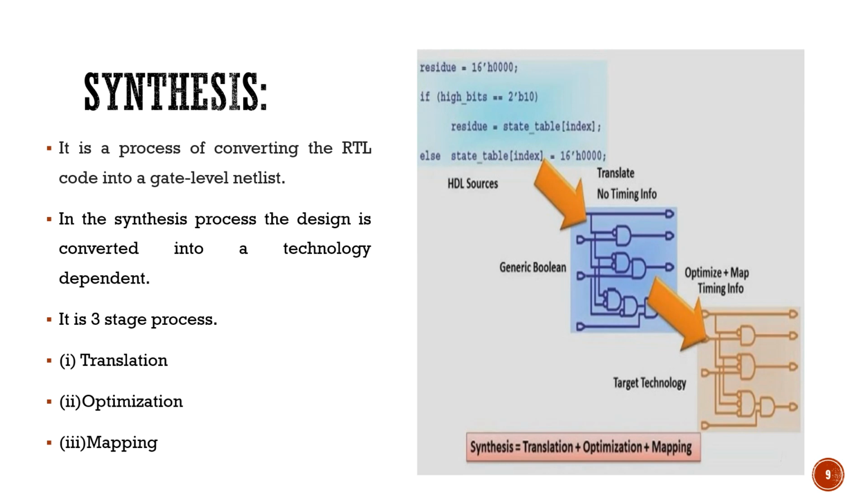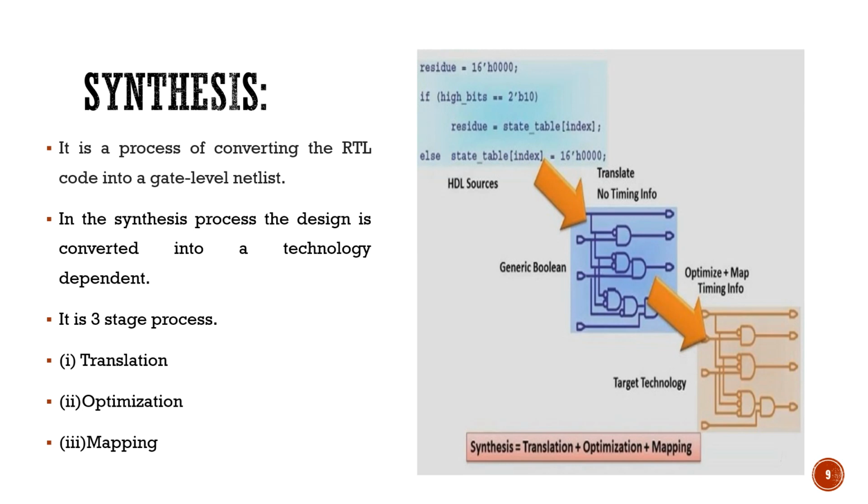And the last one is mapping. Mapping is where you take the technology independent Boolean expression to a technology dependent form, right? So in translation we converted the RTL code into a Boolean expression. Next, in optimization, by employing the SOP or POS method, we optimize the Boolean expression. And then we need to map. Map in the sense that the optimized design needs to be mapped to the target technology.